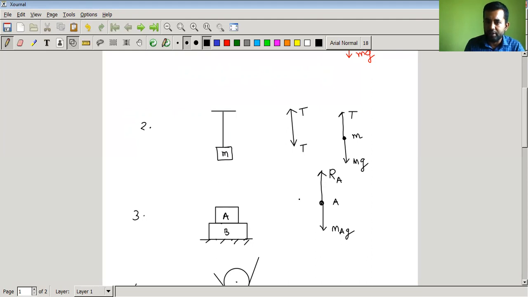Fine. Now, what if B is our system? So if B is our system, again it will be pulled by Earth.